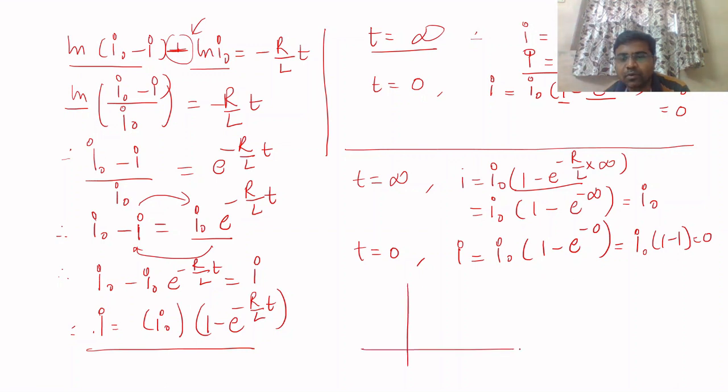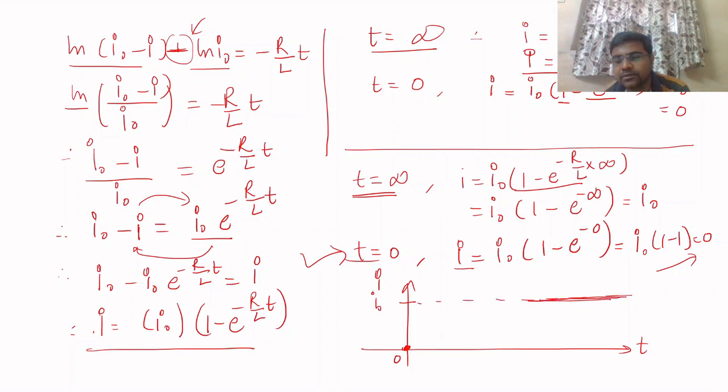Thus if I plot this current I, what is my current when time equal to 0? When time equal to 0, the current is also 0, right? I equal to 0. And what is the current when t equal to infinite? Let's say this is my I0. So the steady state value will be I0, and in between what we have is the transient. Okay, so in this way our current will increase.